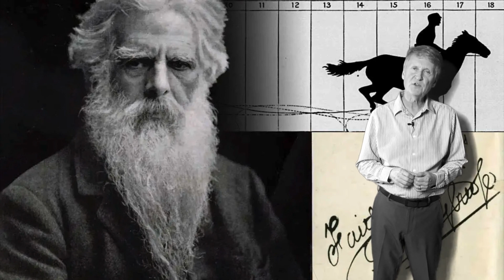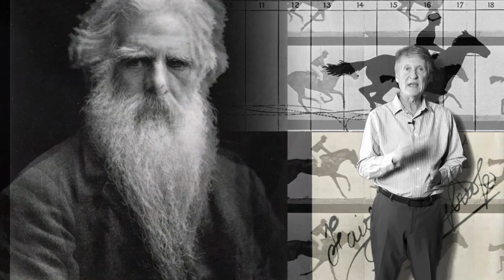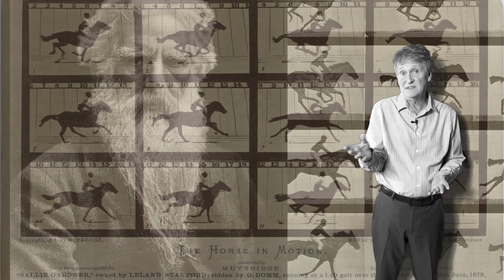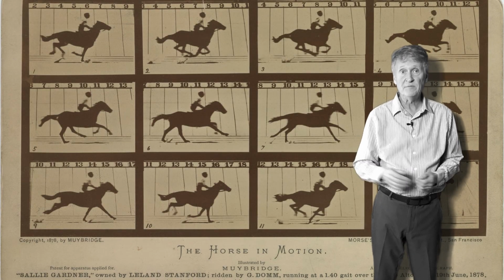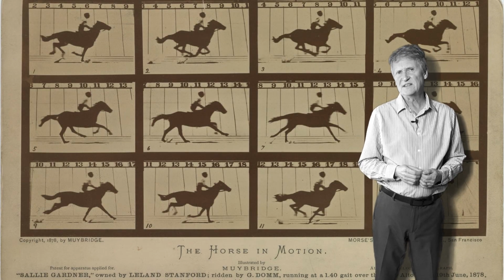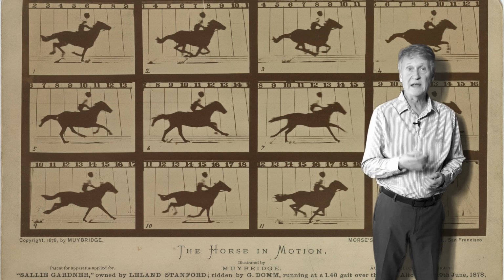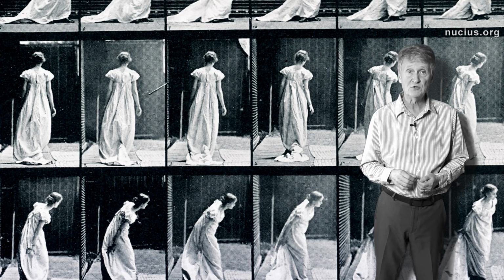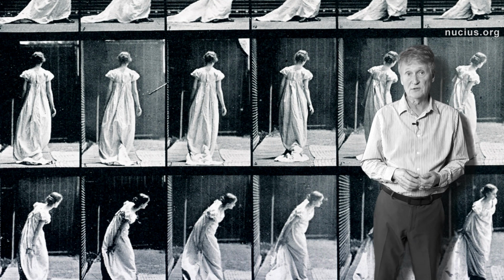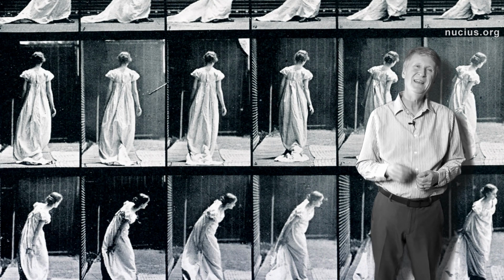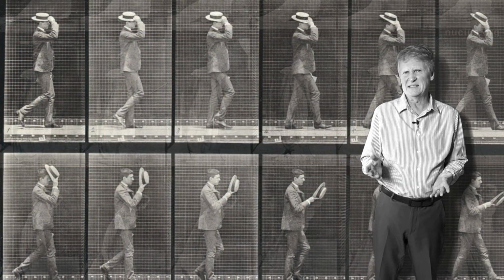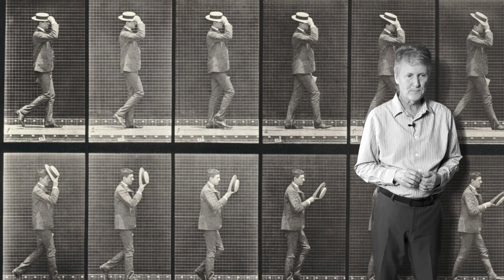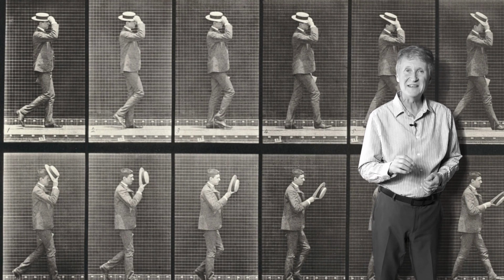Well, stop-motion photography is a technique used to capture motion by taking a series of individual photographs of a subject in different positions or phases of movement. These photographs can then be viewed individually or played back in rapid succession to create the illusion of continuous motion, much like motion pictures or the movies. Now, you might be thinking that this doesn't sound like anything very innovative, but Muybridge invented this.